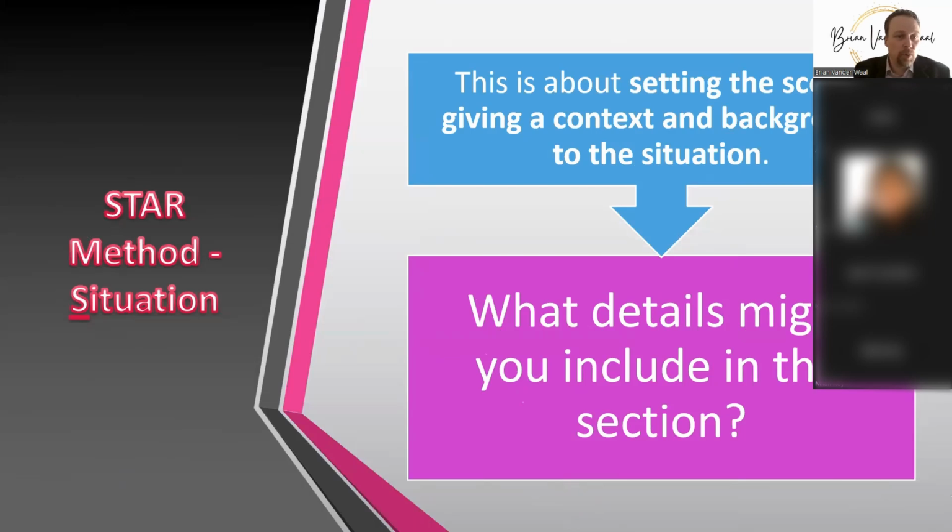Now let's break down each portion of the STAR method. The S in the STAR technique stands for situation. The situation is about setting the scene or giving context and background. When you're outlining the situation, you're not saying what your task was, you're not explaining your actions yet, and you're not explaining your result yet. All you're doing is including details of the project you were working on, perhaps who you were working with, when it happened, where you were, or details of a problem or challenge that you faced. So it's setting the scene.